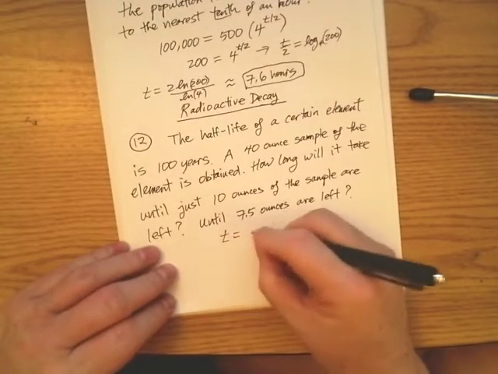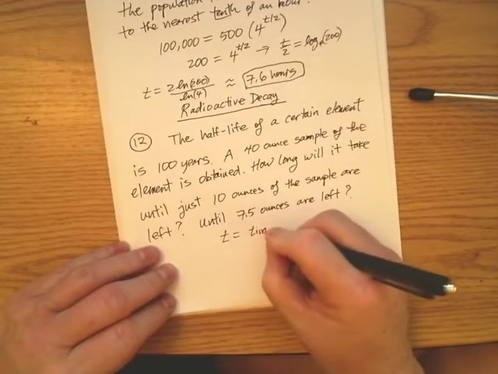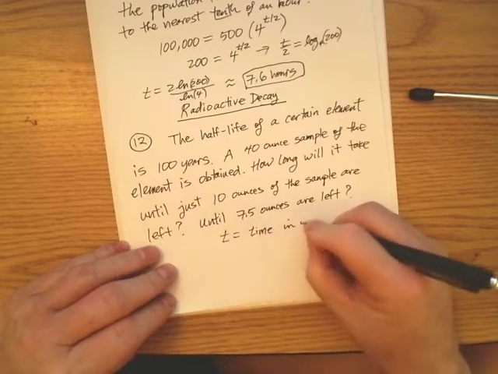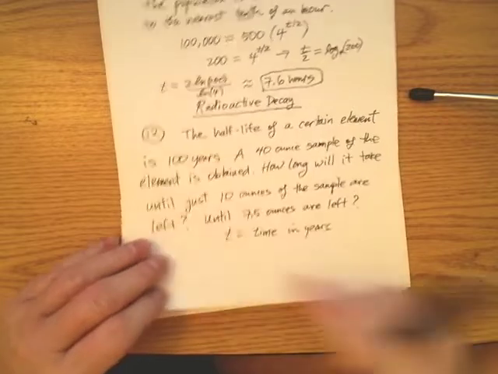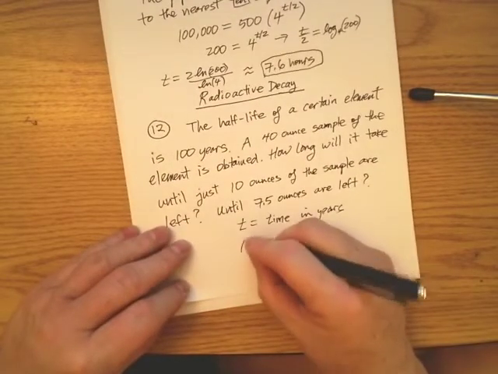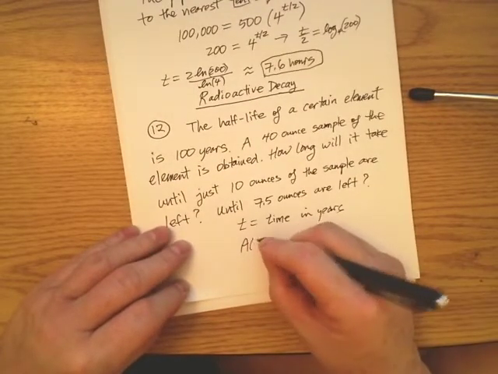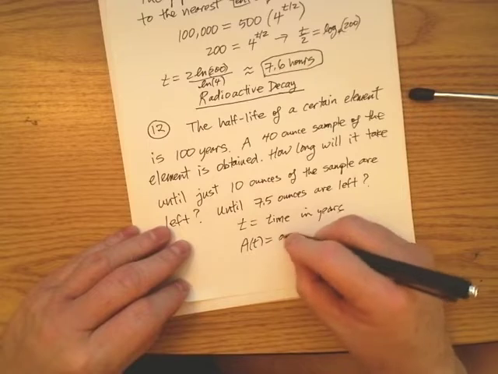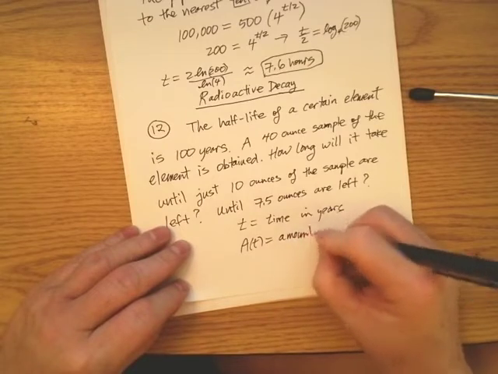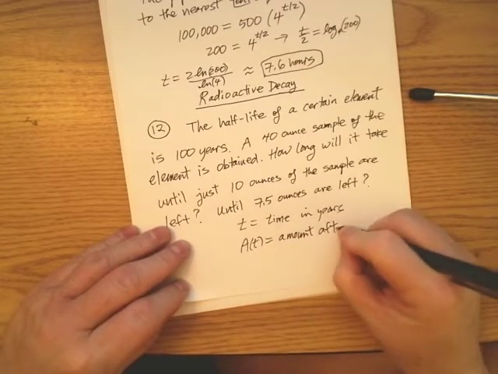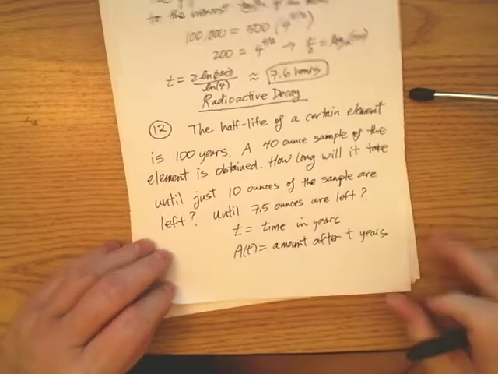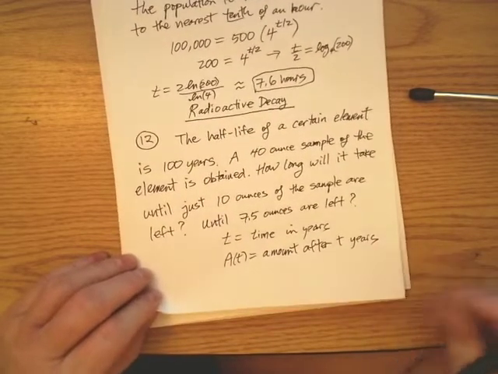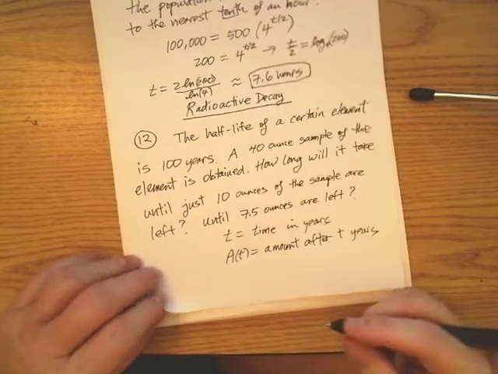T is going to be time again. Time in years. Okay? You can see why I'm taking years this time. Initially, that's in years. Now let me show you. A, I'm going to call this A of T, is the amount left after T years. And we'll explain what half-life is and what's going on here. Just get these initial parameters down here.